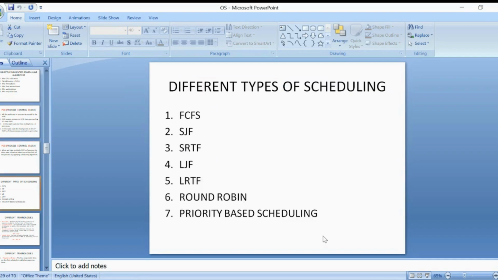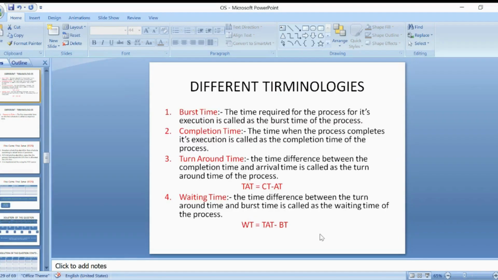Now coming to different terminologies, first one is burst time. The time required for the process for its execution is called the burst time of the process. Now coming to the second one, that is completion time. The time when the process completes its execution is called the completion time of the process. Now coming to the third one, that is turnaround time. The time difference between the completion time and the arrival time is called the turnaround time of the process. The formula is turnaround time equals completion time minus arrival time.